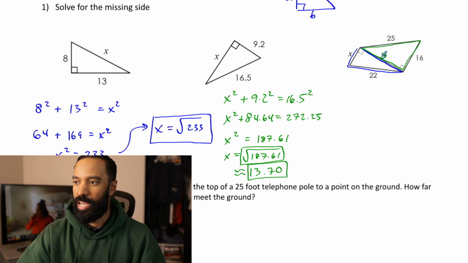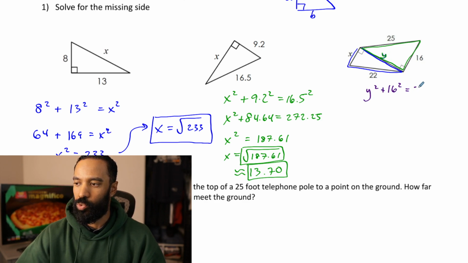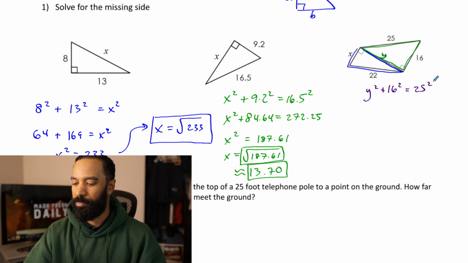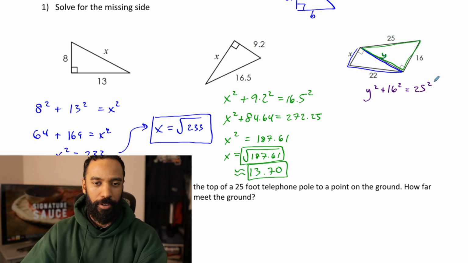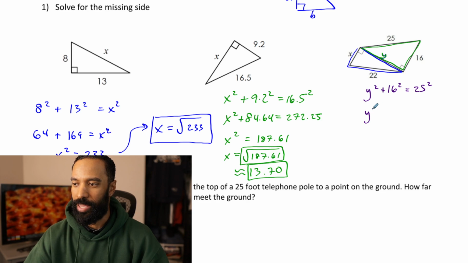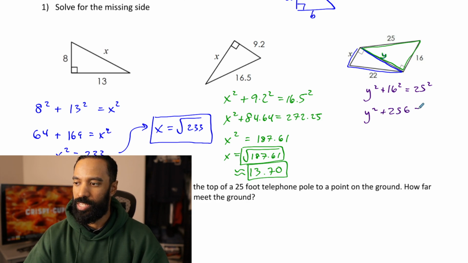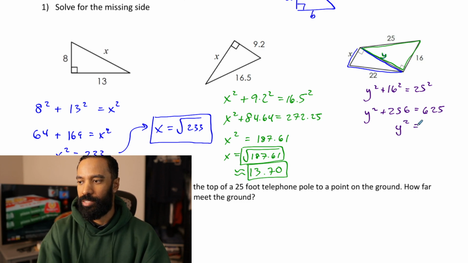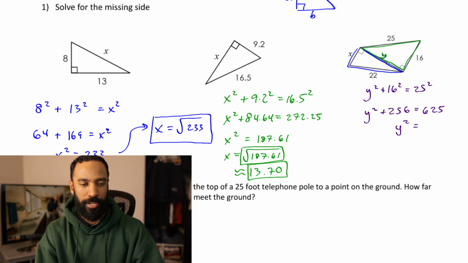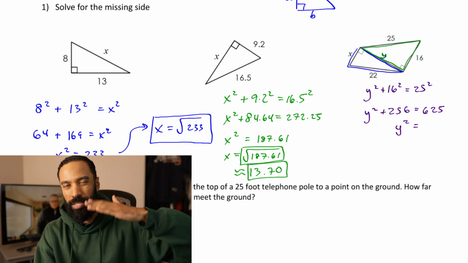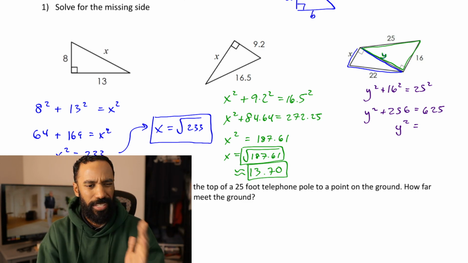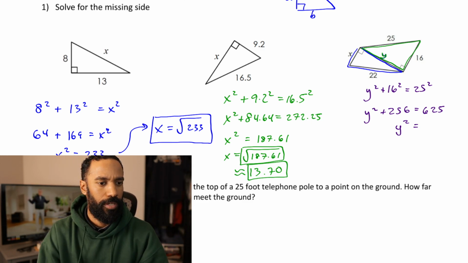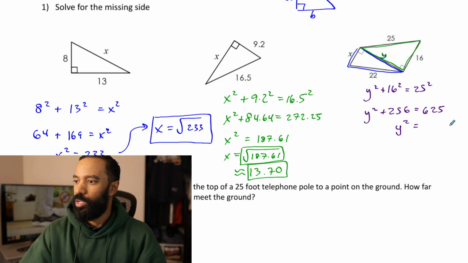So I said green, I'm going to use purple. Let's use y squared plus 16 squared equals 25 squared. Now 16 and 25 themselves are perfect squares, but that's not the point. We are squaring them. We get 256, and here's 625. And that is, again, not trusting my own math here, 625 minus 256. 369. 369.